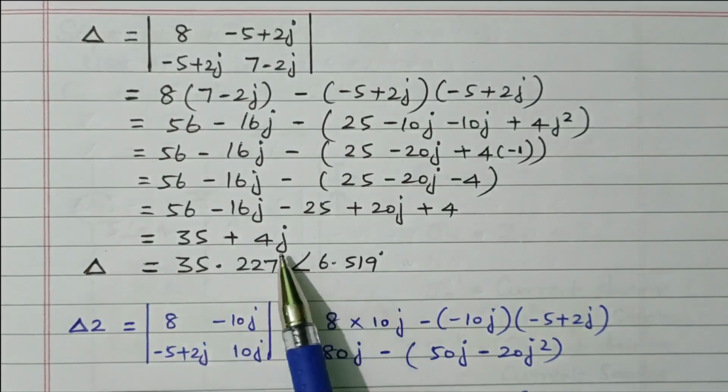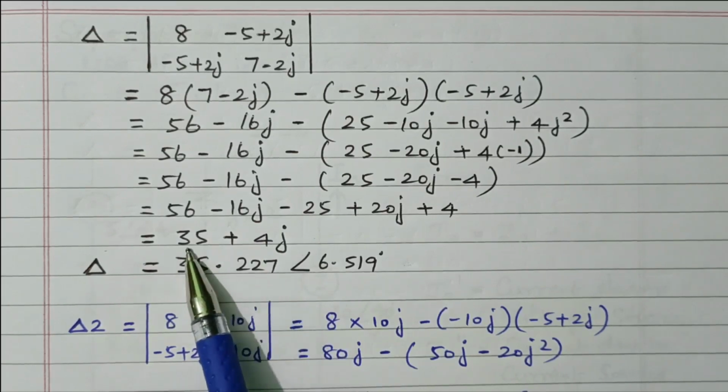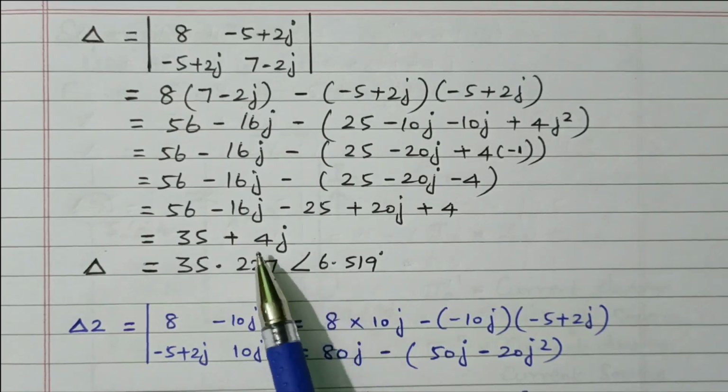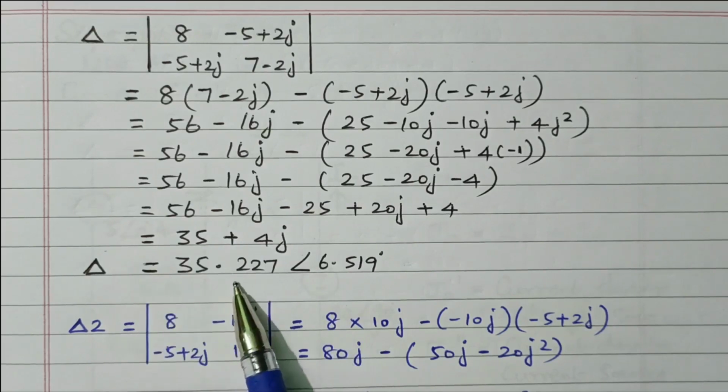We already discussed how to convert from rectangular to polar. Directly you can convert from the calculator, or there is a procedure: square root of 35 squared plus 4 squared, and the angle is tan inverse of 4 by 35. This delta value is very similar to the previous step also.